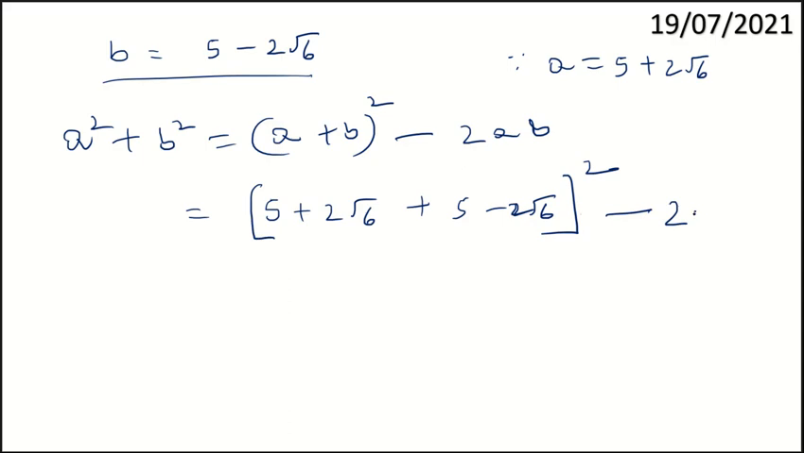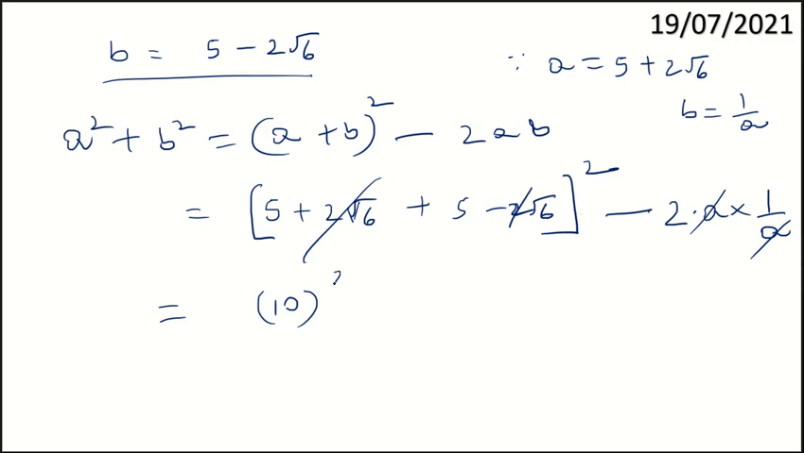minus 2 into a into, instead of b I will substitute 1 by a. So, this a cancels. Now, 5 plus 2 root 6, here 2 root 6 cancels with this minus 2 root 6. Here we have ultimately 5 plus 5, which is 10 square, minus 2 into 1 is 2, that is 100 minus 2. So, 98 is the answer. This is one method.